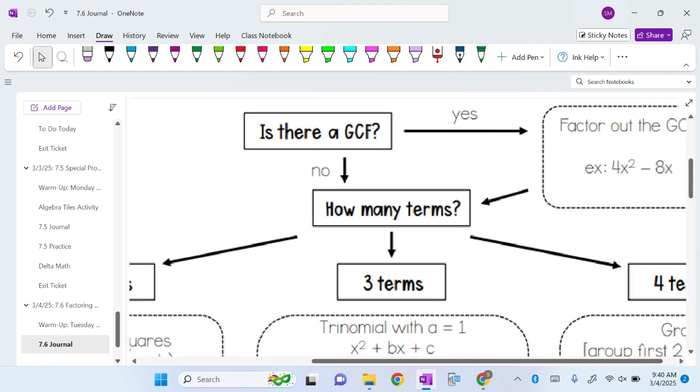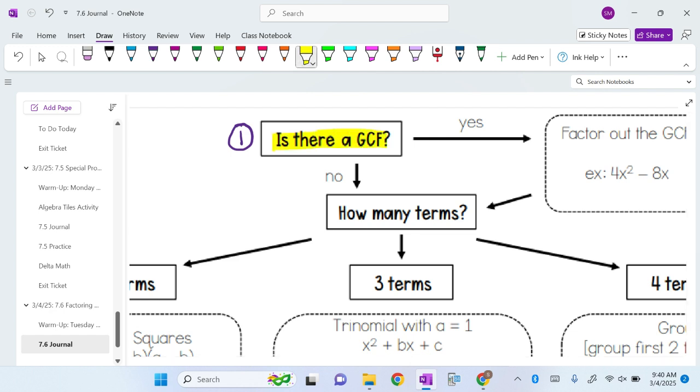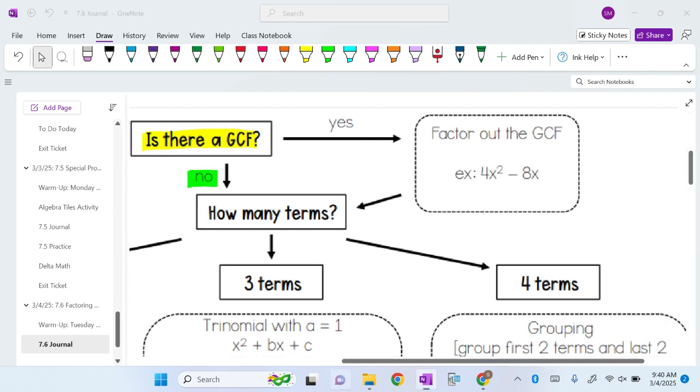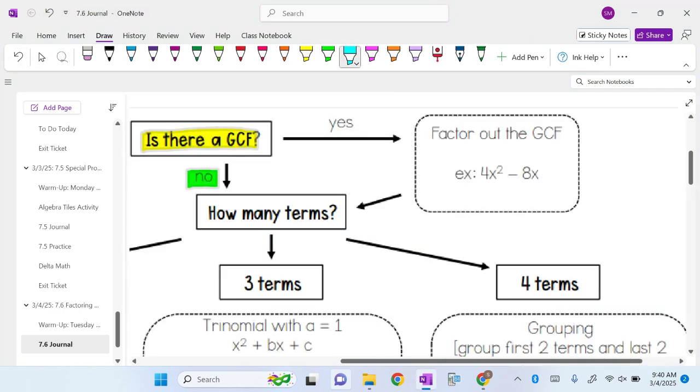So first things first, starting at the top of the flow chart, the first thing that you should do for any factoring problem, the number one thing you have to do every time, is always step one. You need to ask yourself, is there a GCF? If there's not, you move on to the other factoring phases. But if there is, you have to factor out the GCF first.